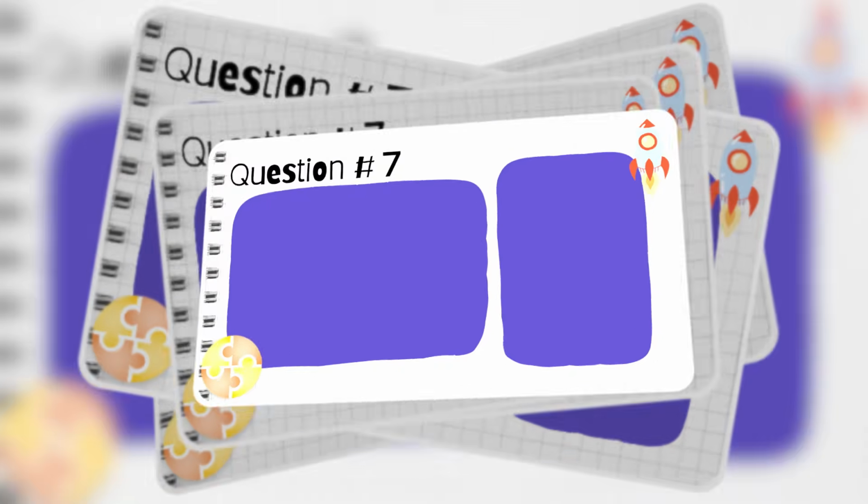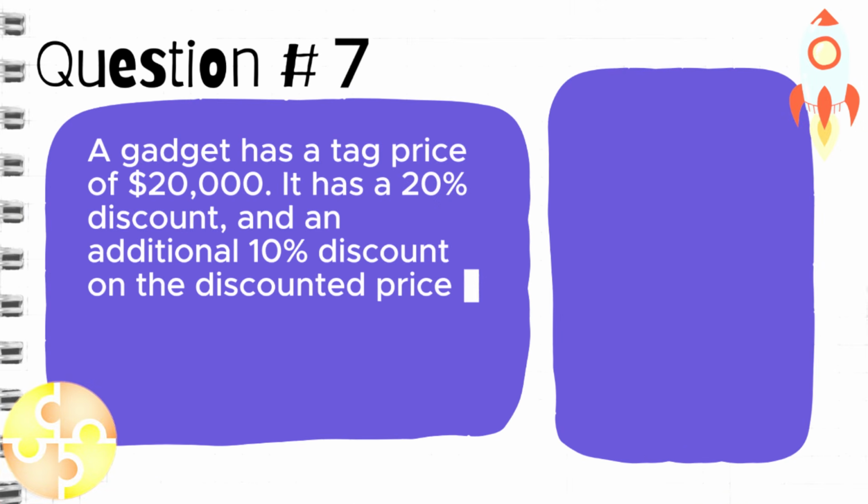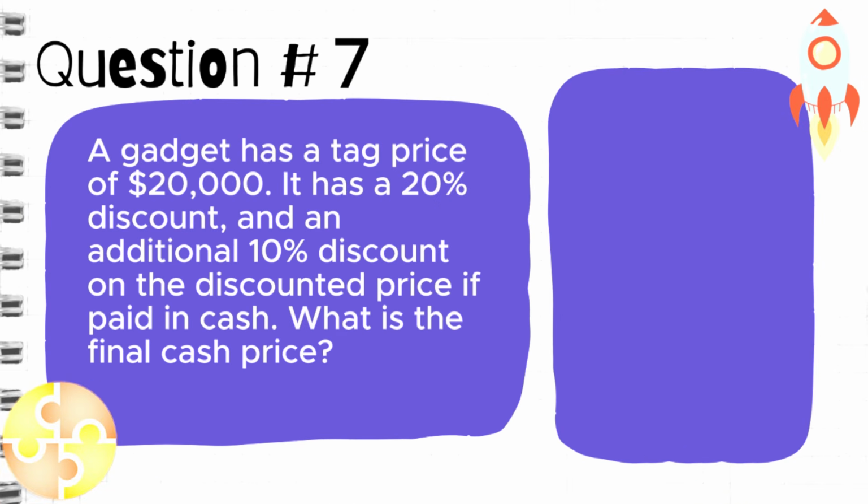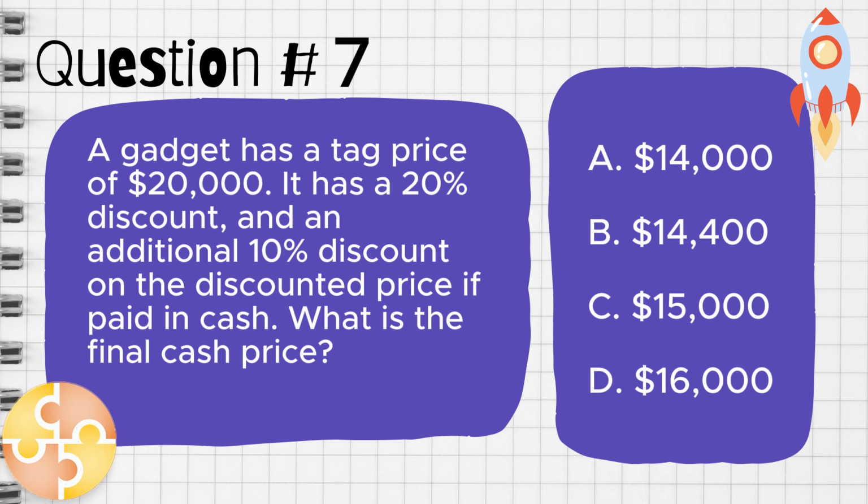Question number 7. A gadget has a tag price of $20,000. It has a 20% discount and an additional 10% discount on the discounted price if paid in cash. What is the final cash price? A. $14,000. B. $14,400. C. $15,000. D. $16,000.